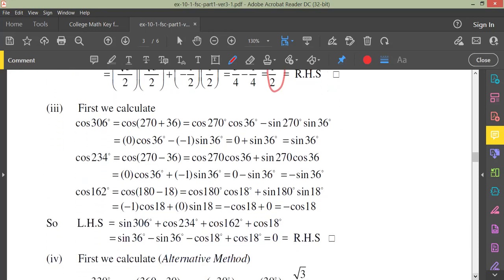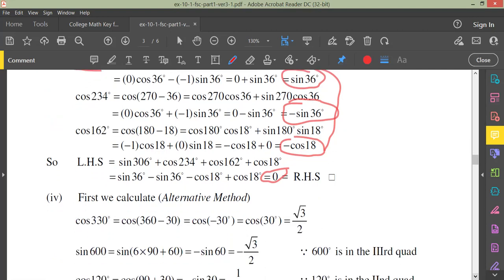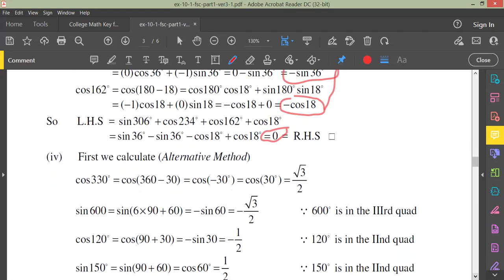Similarly, the third part of question number 3 will be cos of 360. After breaking this, it will be equal to sine of 36. Similarly, cos of 234 will be equal to minus sine of 30, and cos 162 will be equal to minus cos of 18. After adding these expressions, our final answer will be equal to 0. So this is our final answer.